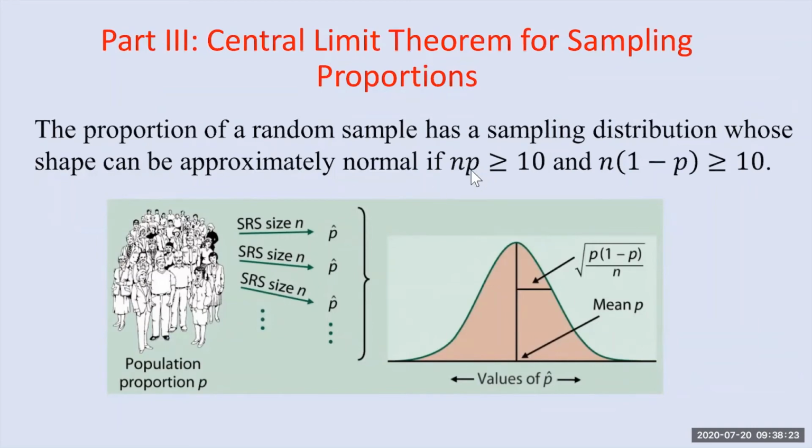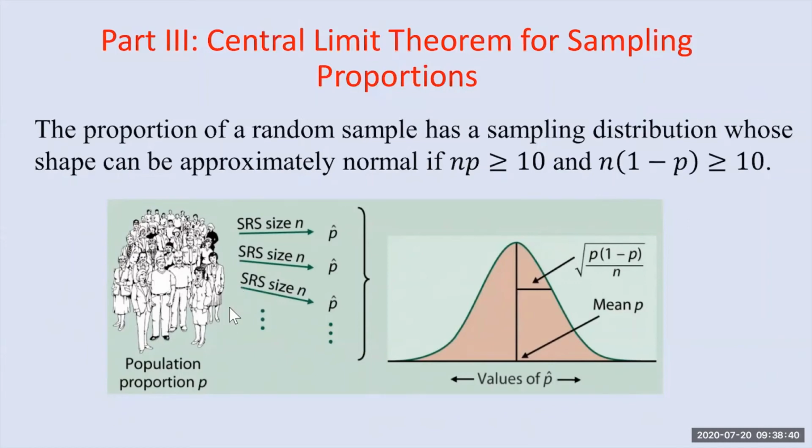so there is a condition here: if n times p is greater than or equal to 10, and n times 1 minus p, sometimes we write that as q, which you know from the binomial distribution, is greater than or equal to 10. So when I say a proportion, it is like a percentage.